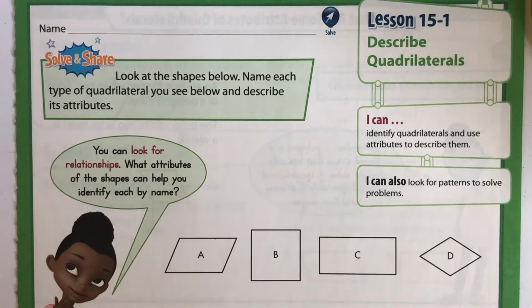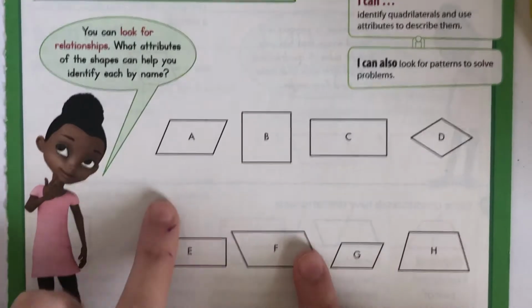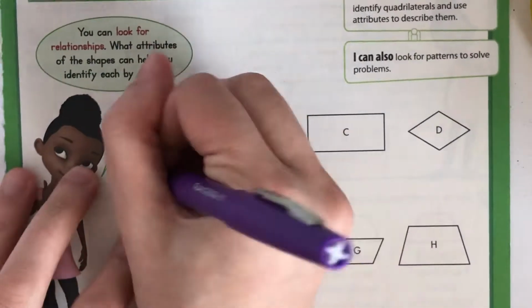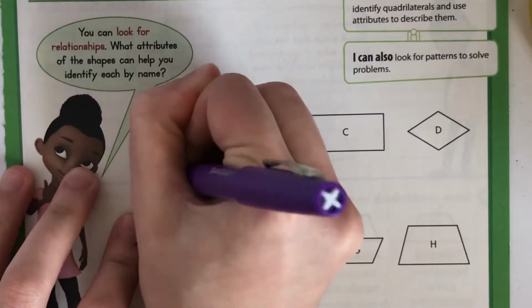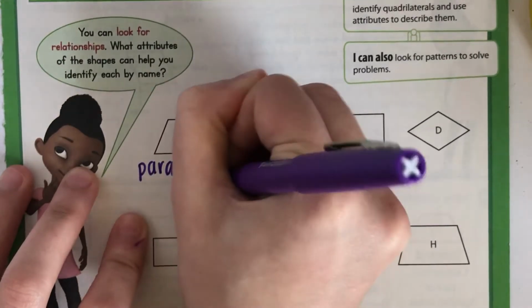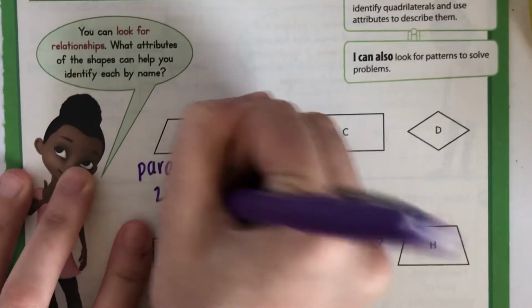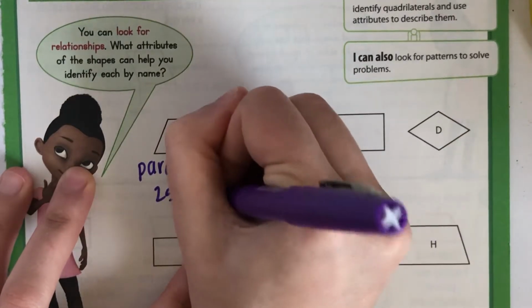You can look for relationships. What attributes of the shapes can help you identify each by name? So let's look at letter A. We notice that it has two pairs of parallel sides, and it's a parallelogram. It might be helpful if you write these down because it might help you on your homework and your assignments.